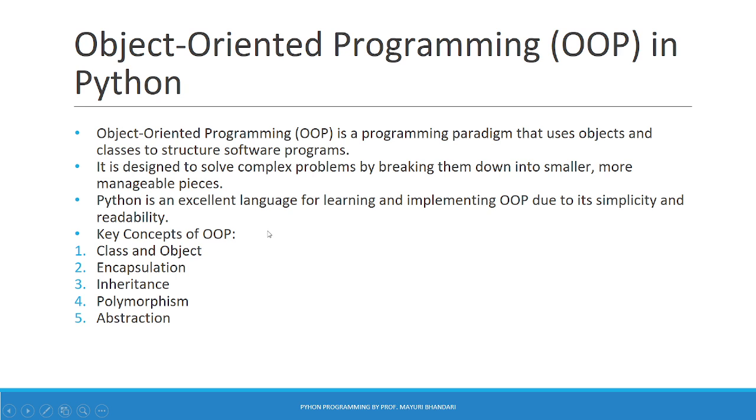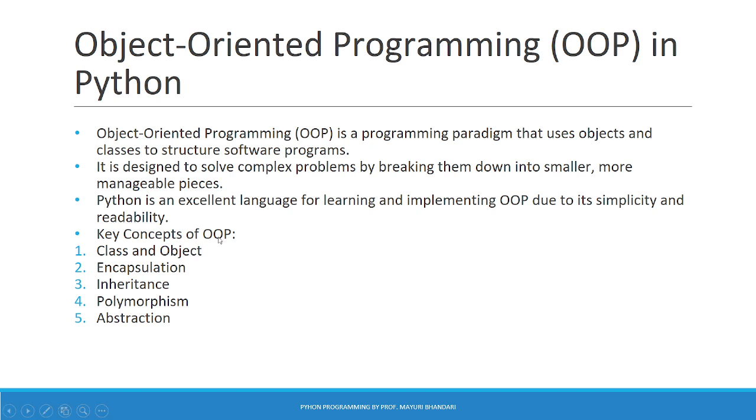Okay. So, object-oriented programming makes us create classes and objects in our program. With the help of object-oriented programming, complex problems can be solved by breaking them into smaller and manageable pieces. And Python, as you know, is a very easy language. It's a very simple language, so implementing object-oriented programming is also very easy in Python.